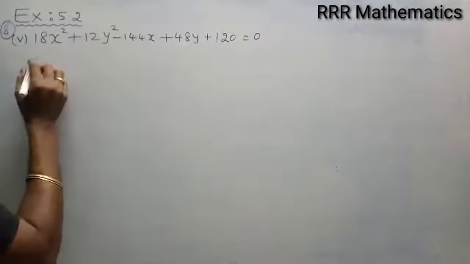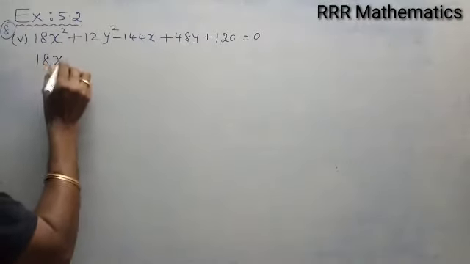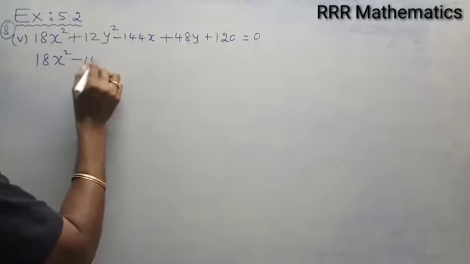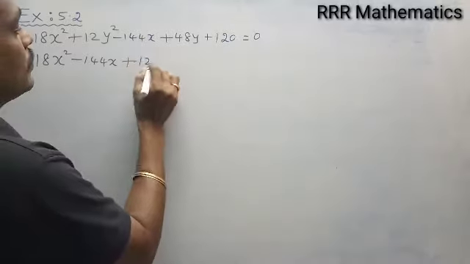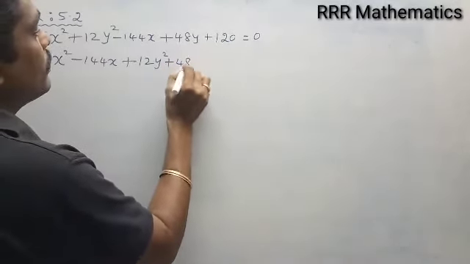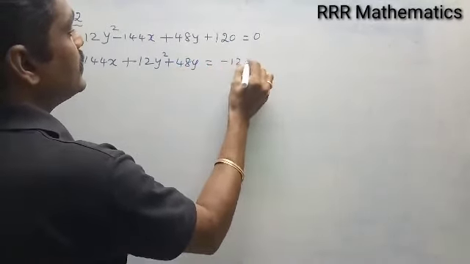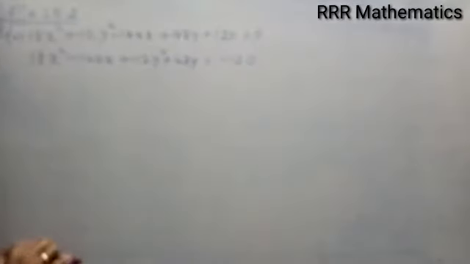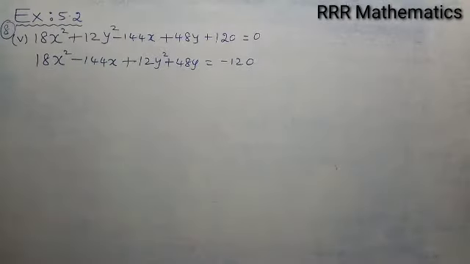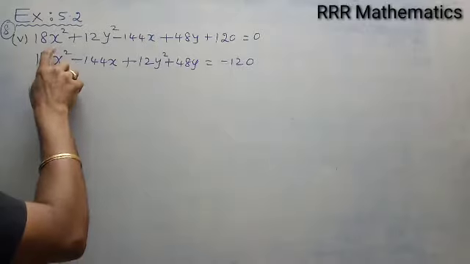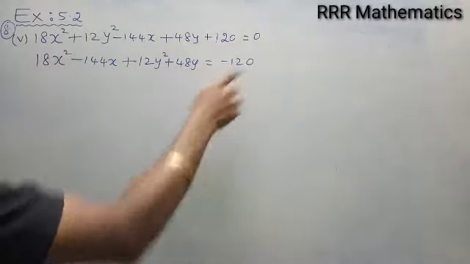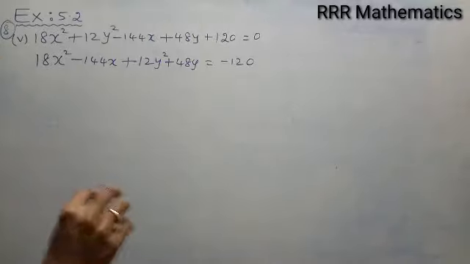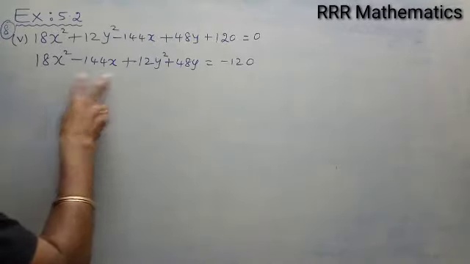See, the very first step, collect all your x terms, that is 18x² − 144x. Then collect your y terms, 12y² + 48y. Keep your constant on the right hand side. This 120 comes to the right hand side, which is −120. Now apply the completion of square method with respect to these two terms and these two terms.